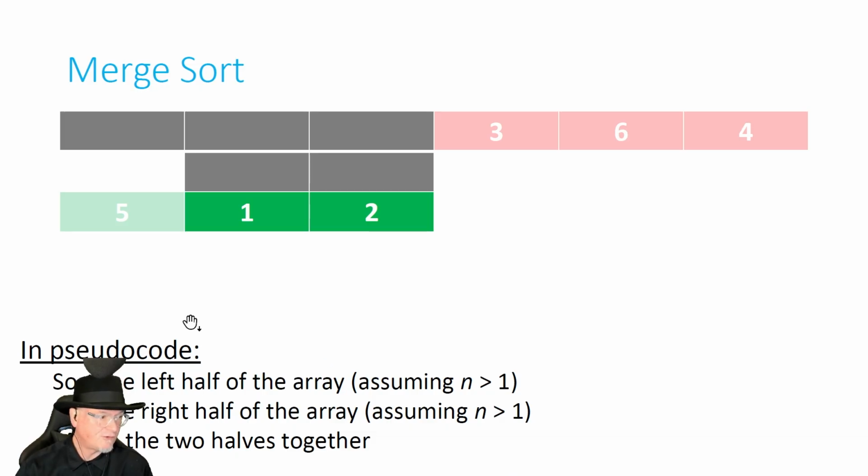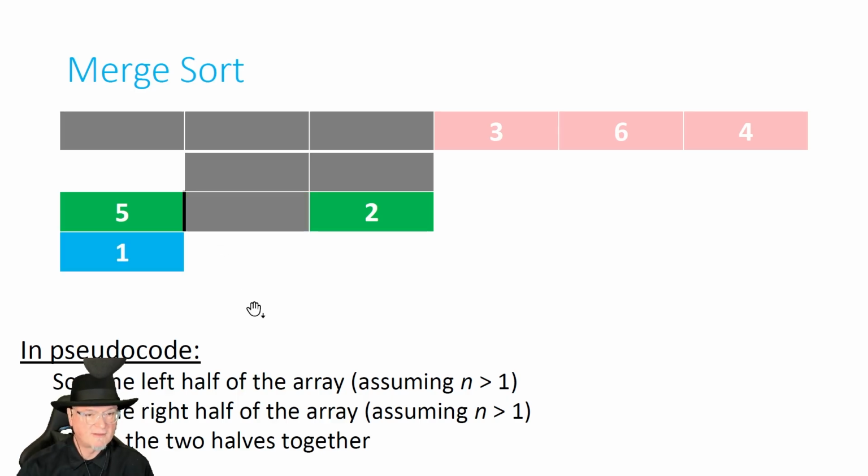And remember, it's the two-finger technique. Our left finger's on the first element of the left side of the array, and our right finger's on the first element of the right side of the array. So we compare 5 to 1. And we take the smaller one and put it on the left.